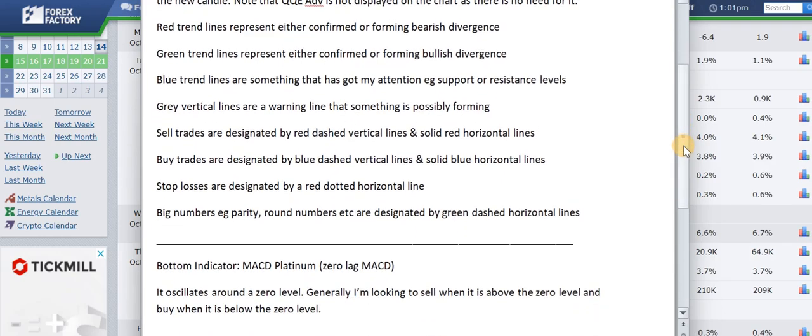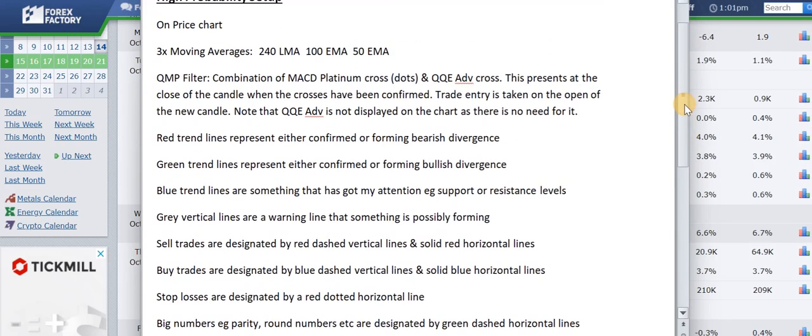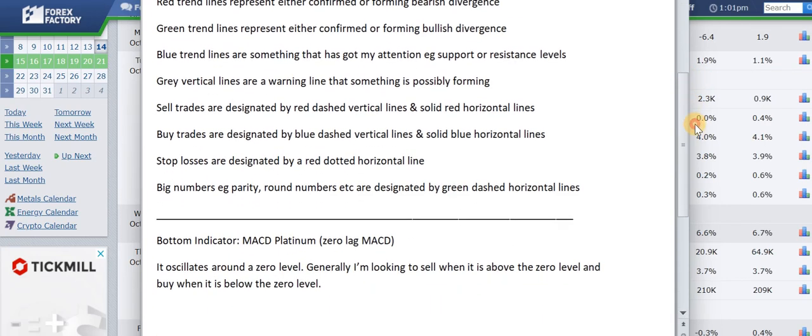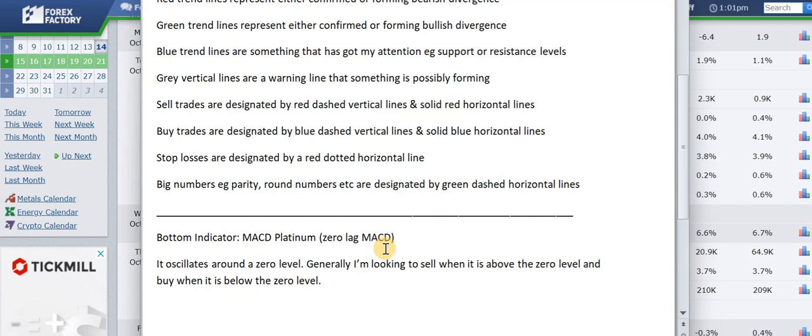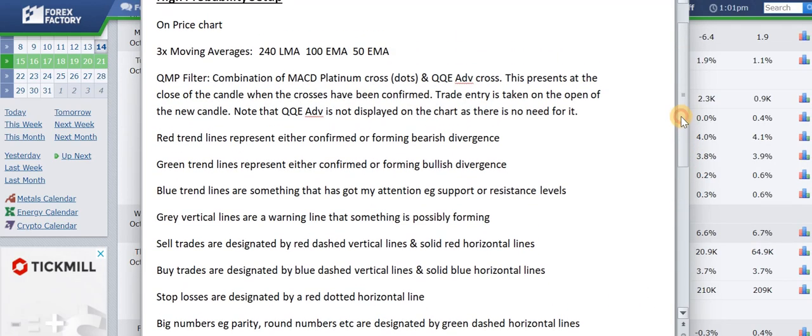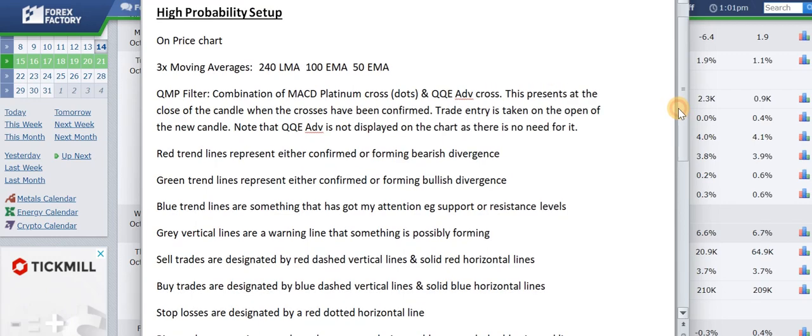So the main indicators, you've got the red and green dots on the chart, which are the QMP filter, and the MACD Platinum's the indicator below the price chart. It's just a zero lag MACD, oscillates around the zero level. Generally, I'm looking to sell when it's above the zero level and buy when it's below the zero level. So if you just want to take a screenshot of that, if you want to read it.